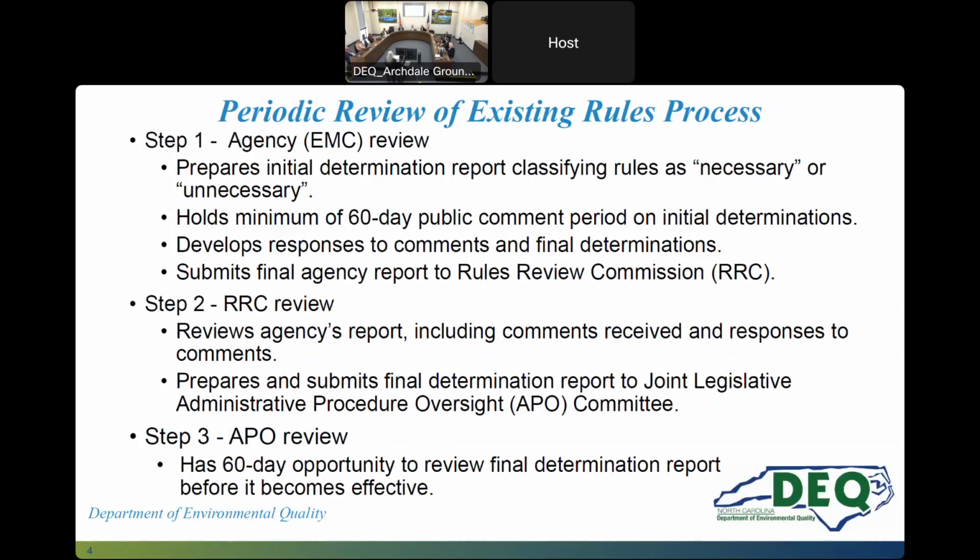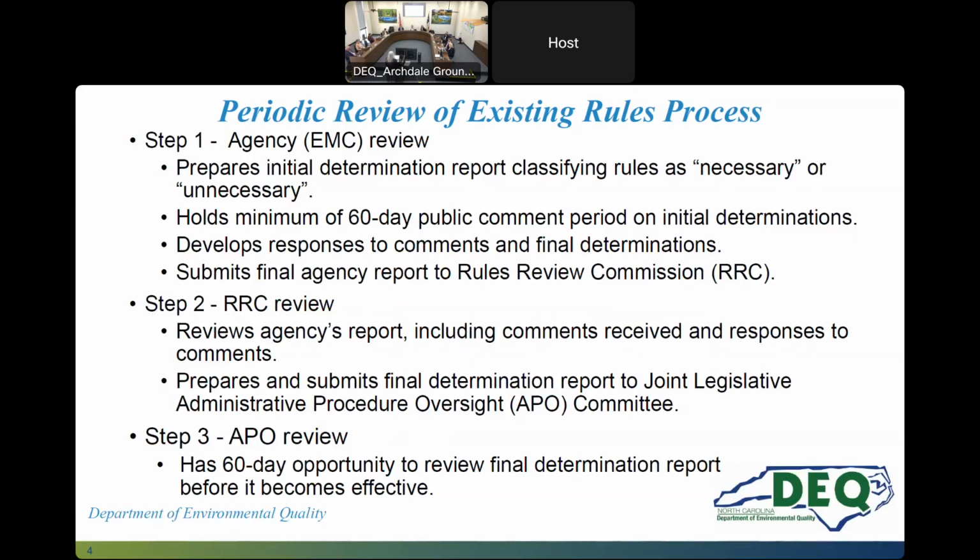The first step is the agency, which is you, the EMC's review, where you prepare the initial determination report that classifies rules as necessary or unnecessary, hold a minimum of a 60-day public comment period on those determinations, and then submit a final agency report that includes your responses to comments and the determinations to the Rules Review Commission. The second step is for the Rules Review Commission to make their review of our reports and comments, and then prepare a few more columns in the spreadsheet that makes up the report, and submit that to the Joint Legislative Administrative Procedures Oversight Committee of the General Assembly.